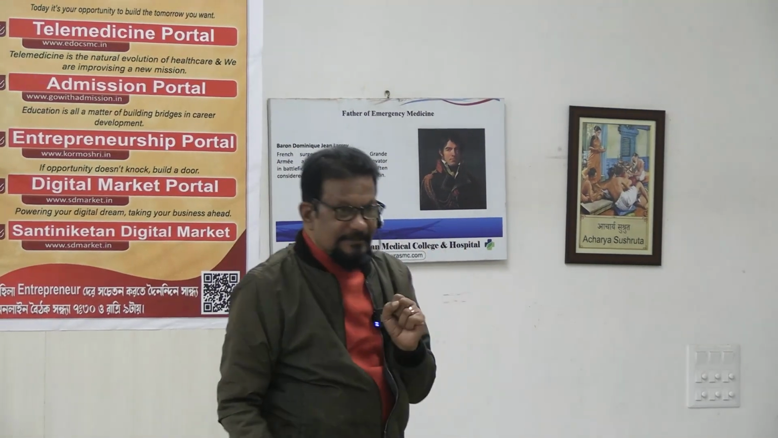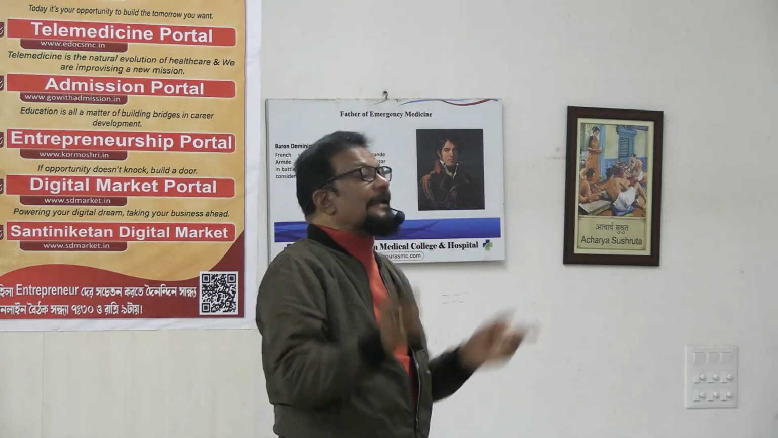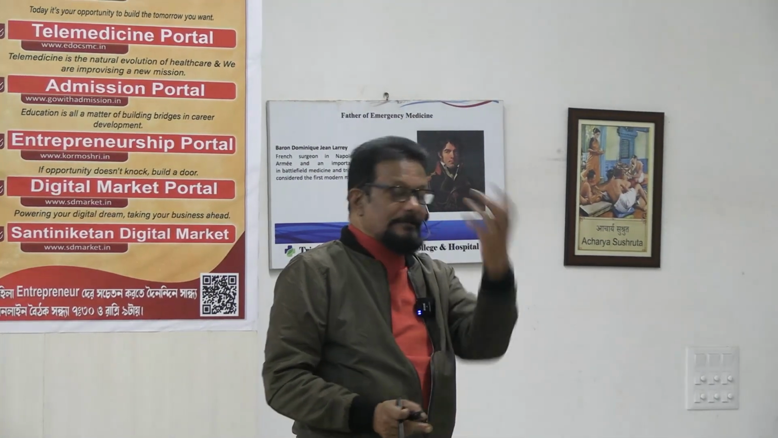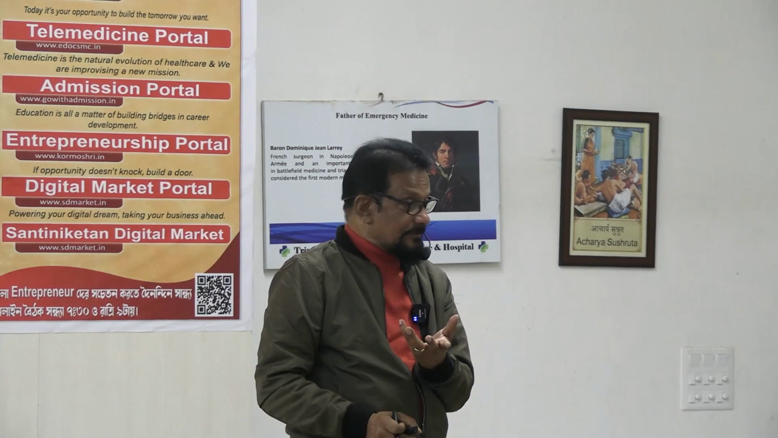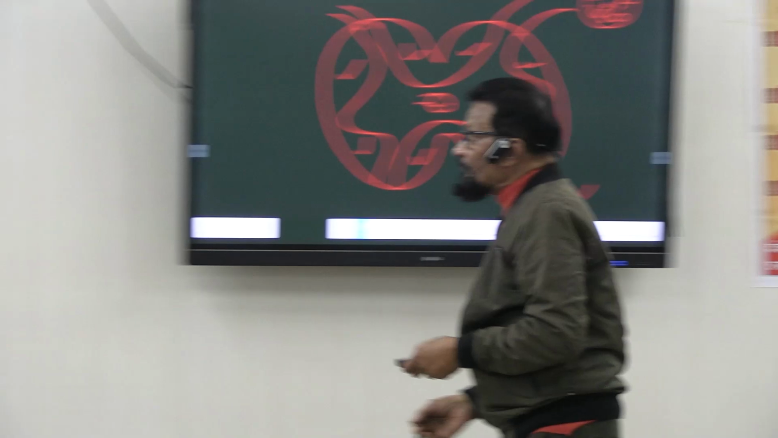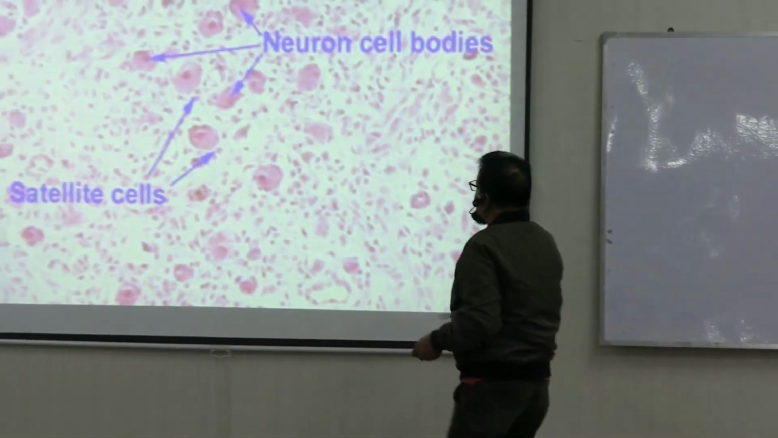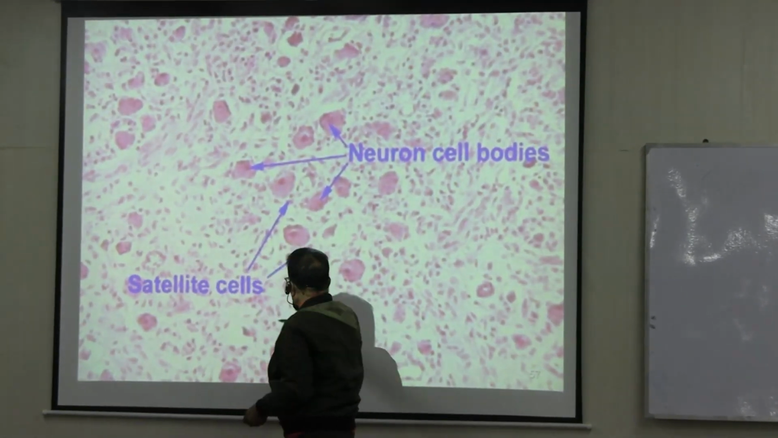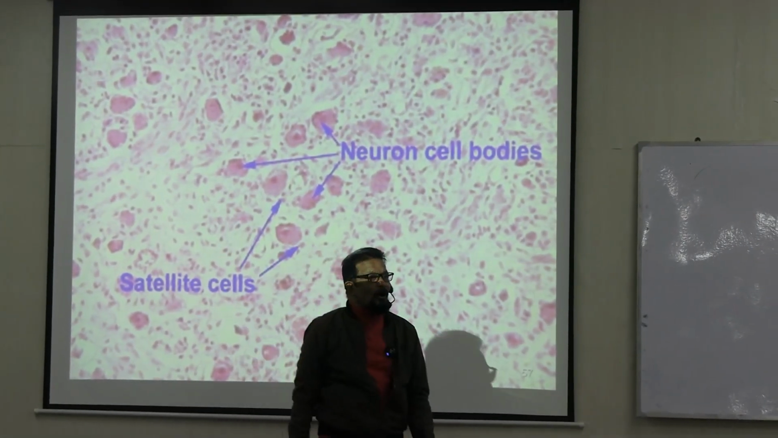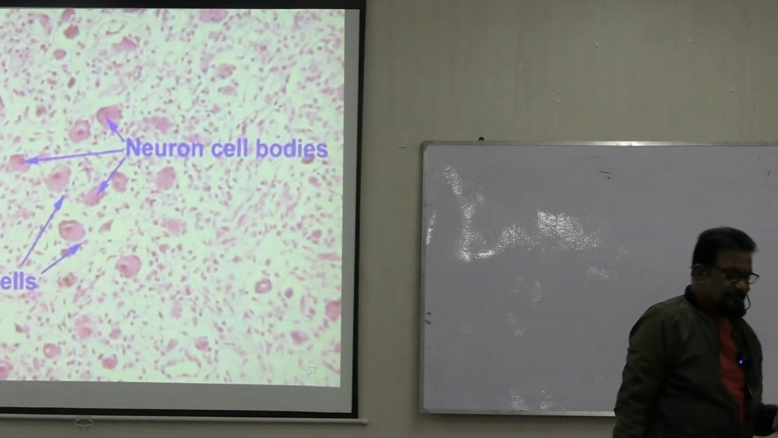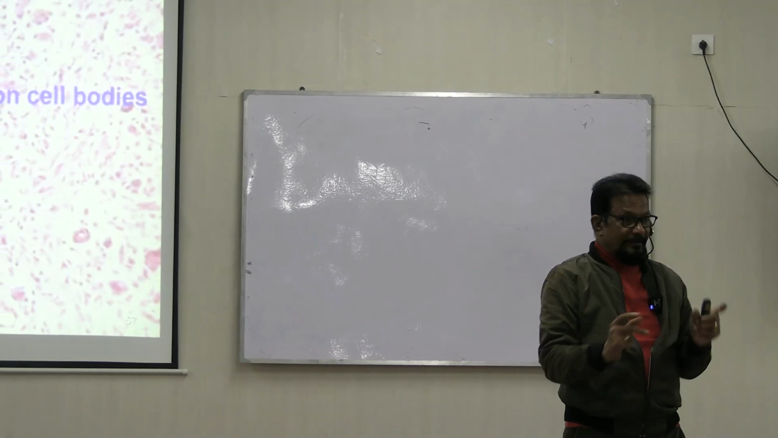So their main function is to protect the ganglionic cells, either of the sympathetic nervous system or of the parasympathetic nervous system. So these cells are very important to us. You can see these are the cell bodies of the neurons and these are the satellite cells. Lots of satellite cells are there. Within these satellite cells, neurons remain protected.